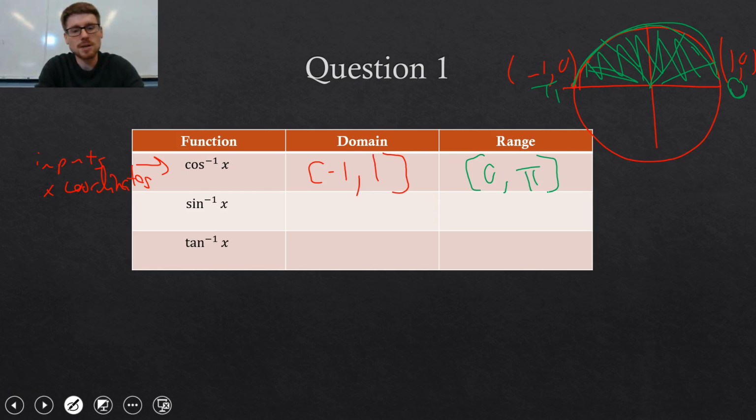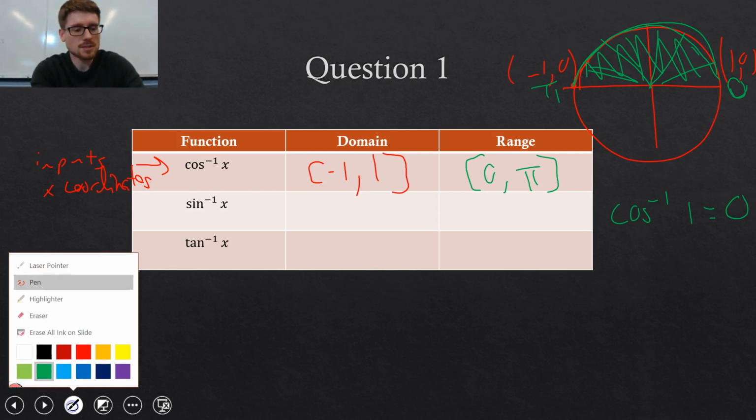Cos inverse of 2 doesn't make sense, and cos inverse gives you an answer from 0 to pi, so it's always giving you a positive number, or occasionally 0 if you put 1 in, right? Cos inverse of 1 is 0. That's a tricky one. Cos inverse of 1 is 0. Test it out on your calculator. You'll see it's true.